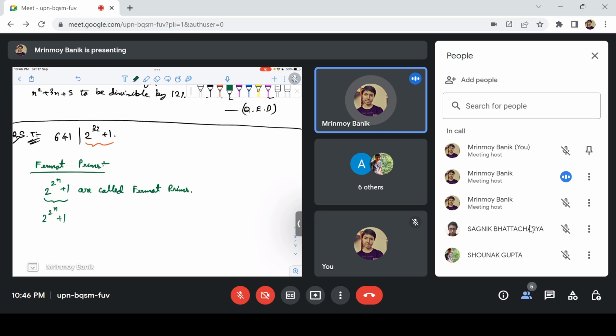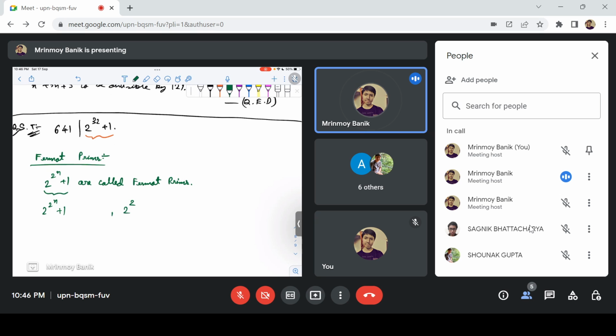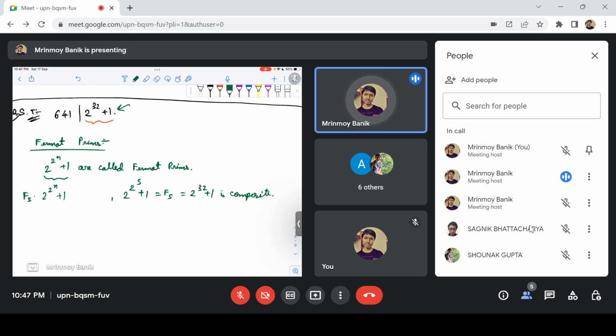But unfortunately, his conjecture turned out to be incorrect, as Euler, one of his rival mathematicians, soon discovered that 2 power 5 plus 1, that is the fifth Fermat number F5, equal to this number over here, is actually divisible by 641 and hence not a prime number, it is composite. So F5 is composite was shown by Euler.